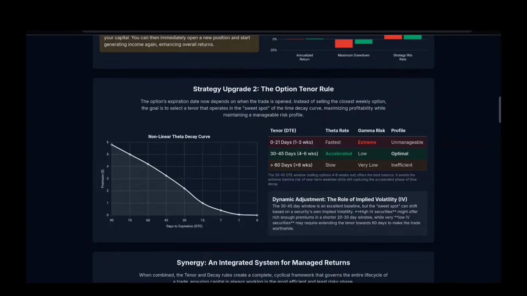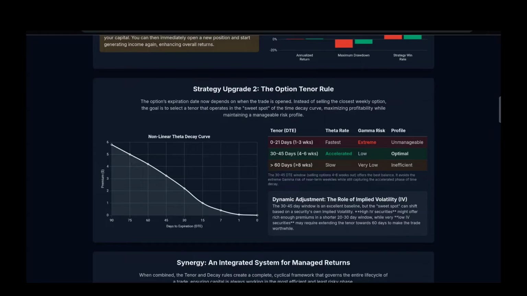Just to give you a really high-level example of how this might work, theta itself isn't linear, it's non-linear. As you get closer to expiry, the acceleration is much more. If we look at days to expiry, which is what DTE is, by the way, and we had a tenor of, let's say, 1 to 3 weeks or 0 to 21 days, your theta rate is very fast, your gamma risk is extreme, and the profile can become a bit unmanageable.